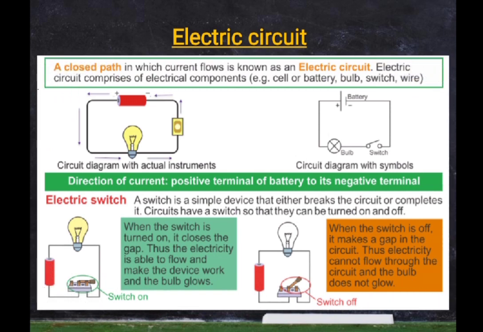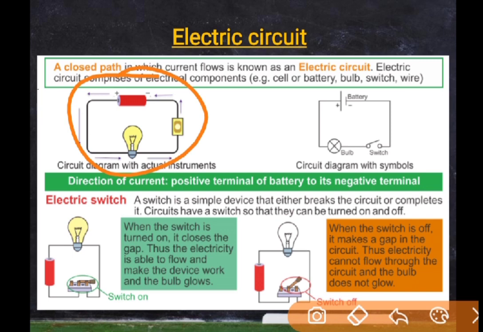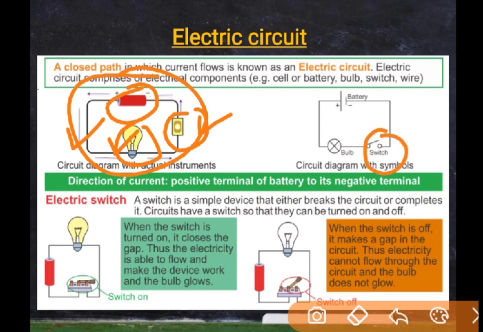Now in this pictorial representation, in the first part you will see the actual picture of the components, right? So this is the switch, this is the electrical bulb, these are the wires, and this is the cell. But when you look at an electric circuit, you will not see the actual picture of these components, but you will see the symbols of the components which are used in the circuits.